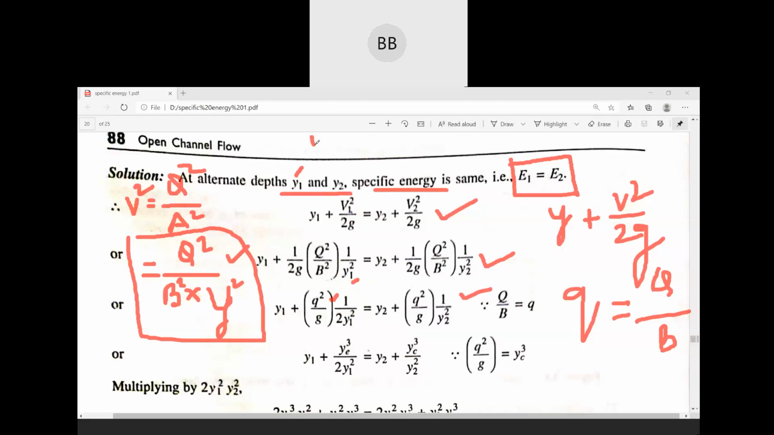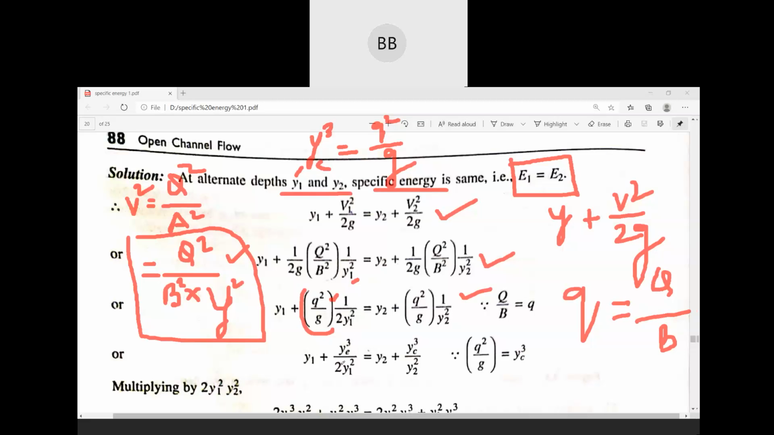And for a rectangular channel, if you remember, y_c^3 is q^2 divided by g. We already derived this expression. For a rectangular channel, the critical depth is y_c^3 equal to q^2 divided by g. So we have here q^2 divided by g, and in place of this, we can directly write y_c^3.